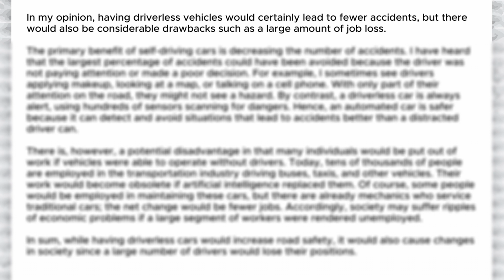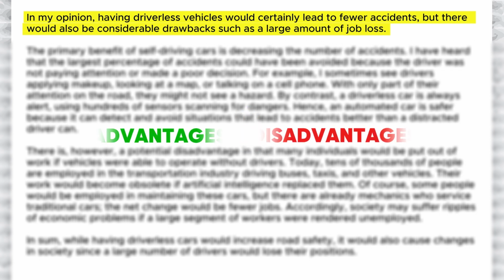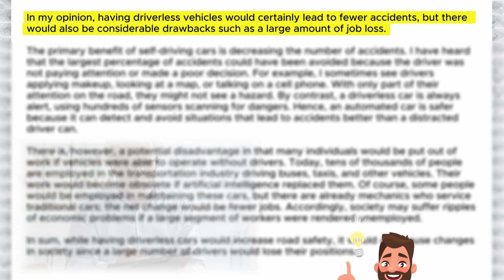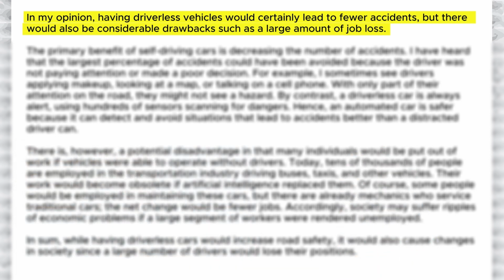Let's start with the first sentence. In my opinion, having driverless vehicles would certainly lead to fewer accidents, but there would also be considerable drawbacks, such as a large amount of job loss. This is a great sentence because I clearly state the advantages and disadvantages, so the IELTS examiner knows I understand the question. I do want to point out one detail that would also boost my score: fewer accidents.